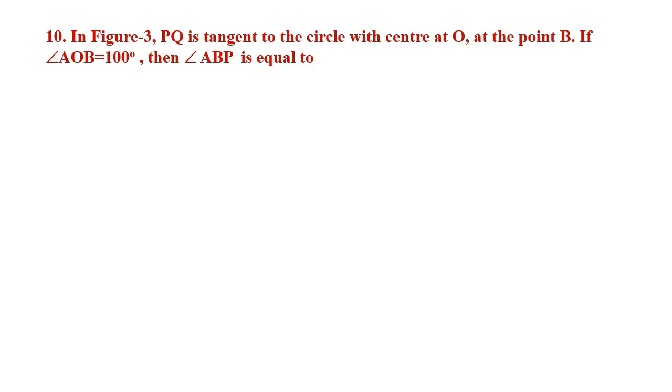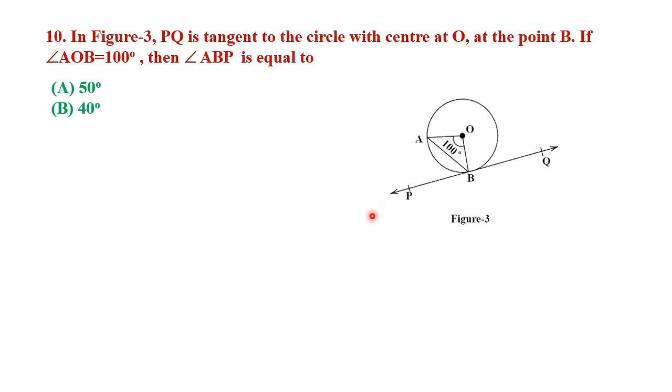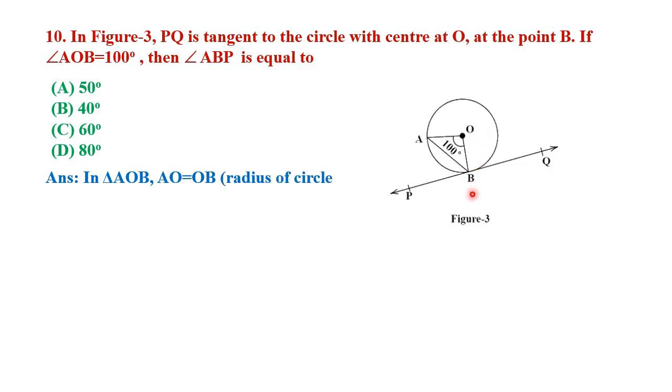Question number 10. In figure 3, PQ is tangent to the circle with center at O at the point B. If angle AOB is equal to 100 degree, then angle ABP is equal to, the options are A 50 degree, B 40 degree, C 60 degree, D 80 degree. Answer. In triangle AOB, AO is equal to OB, radius of circle. Therefore, angle OAB is equal to angle OBA is equal to 40 degree.